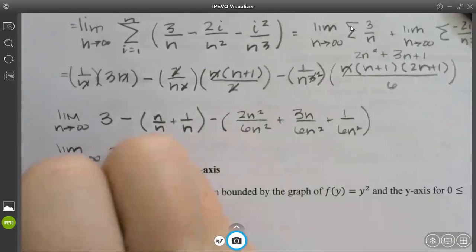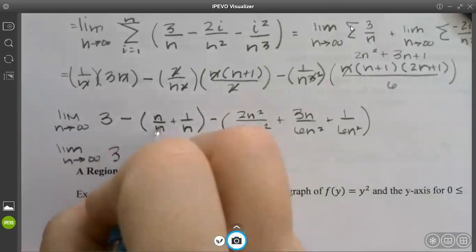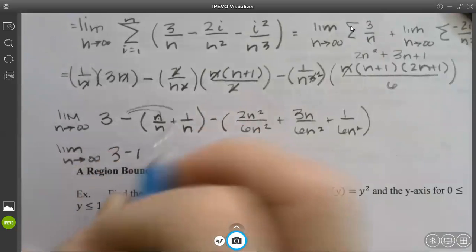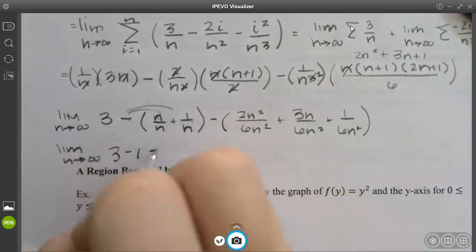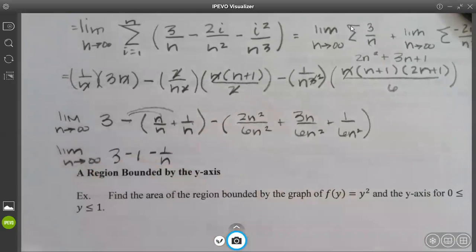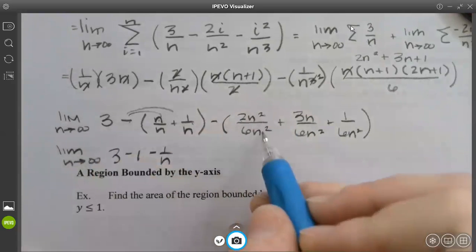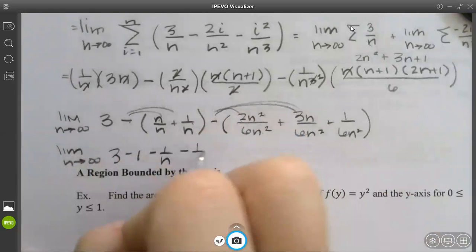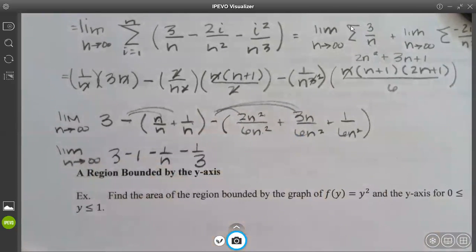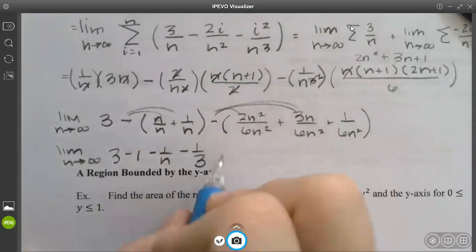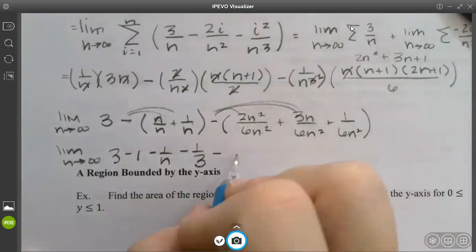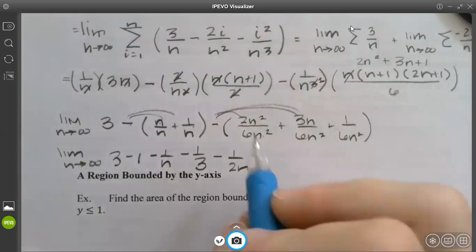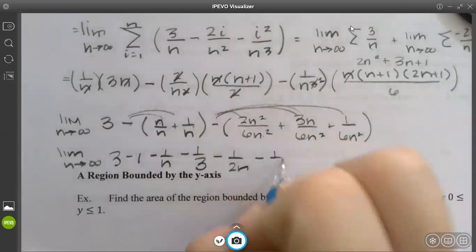So we're going to leave the 3. n over n reduces to 1. So when I distribute my negative, that'll be a -1. This 1 over n won't reduce, so it'll be a -1 over n. 2n squared over 6n squared reduces to what? And we're going to subtract 1/3. 3n over 6n squared, 1 over 2n. And then the last one is just going to be -1 over 6n squared.